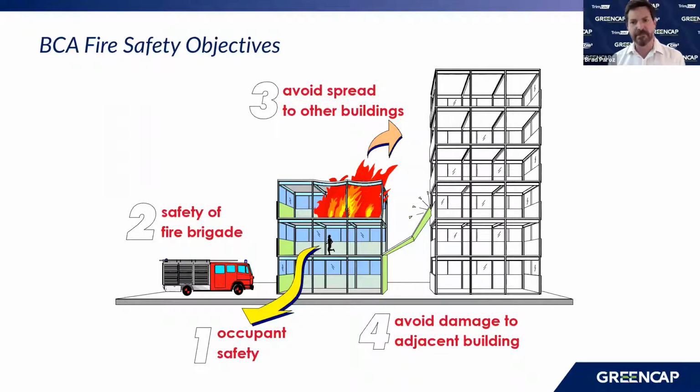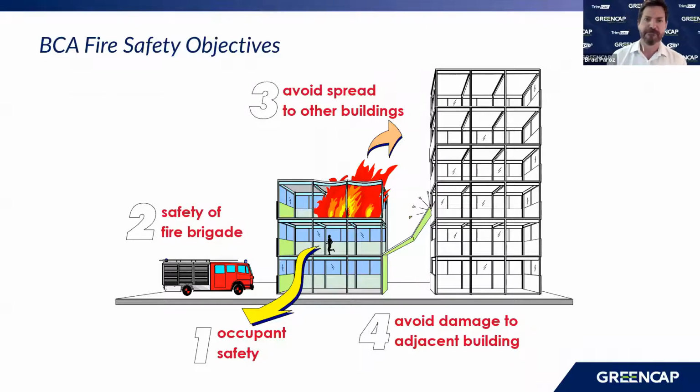So it does set a minimum standard of fire safety, and it has four declared objectives, and those are occupant safety, safety of the fire brigade, the avoidance of spread to other buildings, and the avoidance of damage to adjacent buildings. Now, Chong-Chi, something's missing from this.